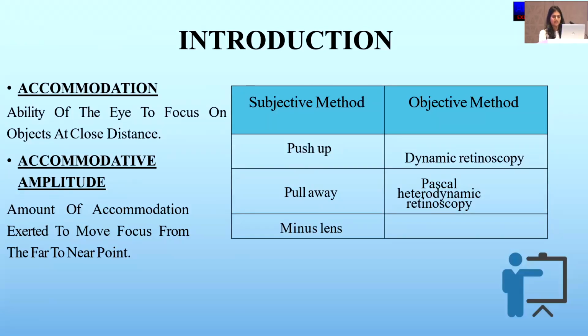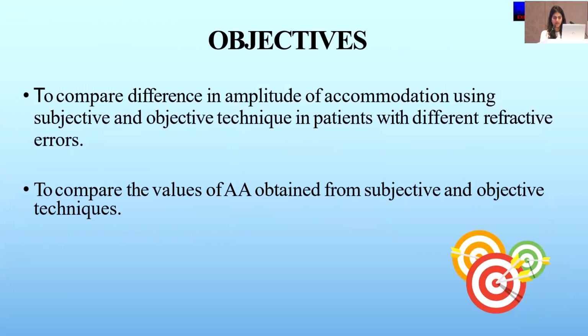Accommodation is the ability of the eye to focus on objects at close distance. Accommodative amplitude is the amount of accommodation exerted to move focus from the far point to the near point. The subjective methods used in this study are push-up, pull-away, and minus lens methods, and the objective methods used in this study are dynamic retinoscopy and Pascal heterodynamic retinoscopy.